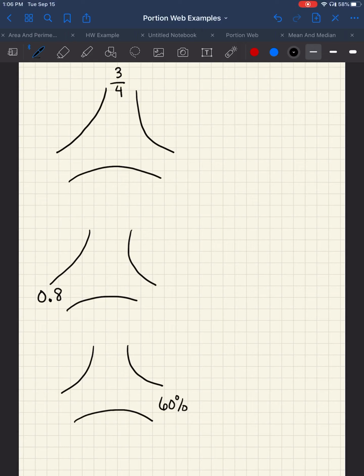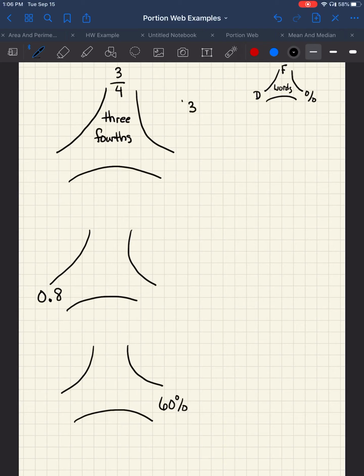But when we're doing the portion web, remember, I'm going to draw a little tiny one up here. We put fraction, decimal, percent, and then we put the words on the inside. So for 3/4, we can start with the words. 3/4 on the inside, changing that 3/4 into a decimal. Fraction to decimal is an easy way to go first.